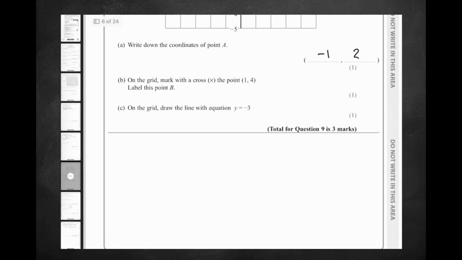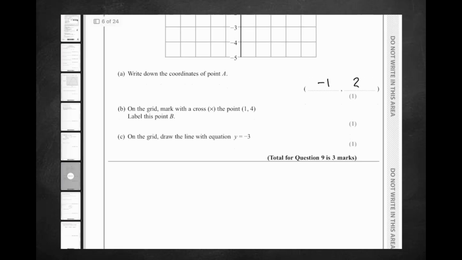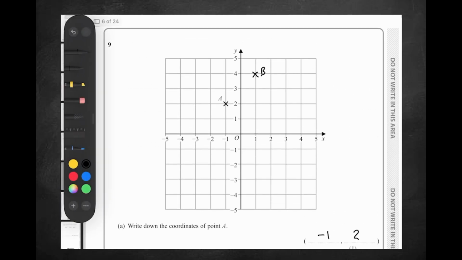Part C. On the grid, draw the line with equation y equals -3. So that's going to be every point where y is -3. So we'll have (0, -3), (1, -3), (2, -3), (-4, -3). So that will be our line. And it'll be a straight line, which I'll try and draw a straight line here. There we go. y equals -3.